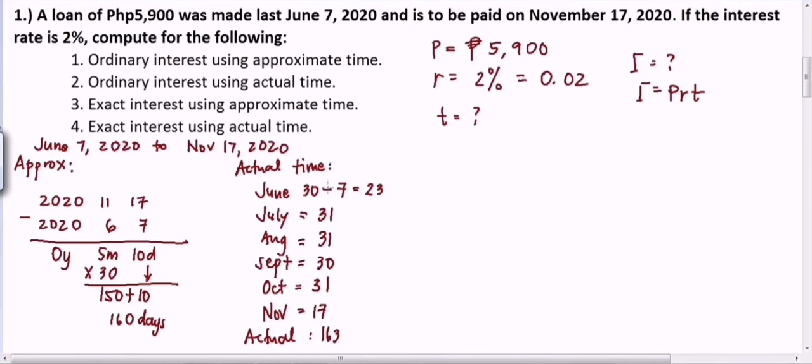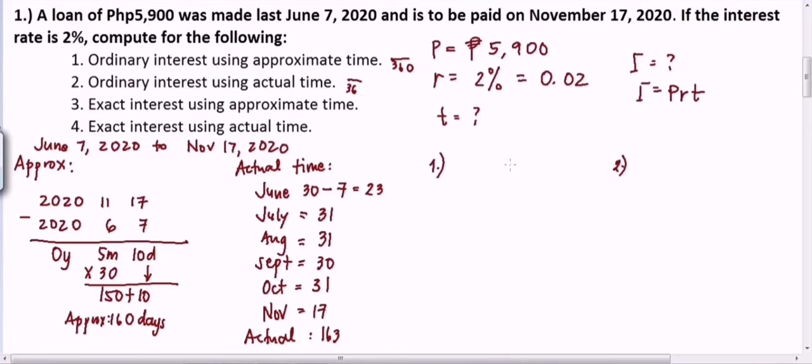Pagka na-compute nyo na yung approximate at saka yung actual time, pwede nyo nang computein lahat ng to. Okay? So sa number 1 and then number 2, guys, ang kino-compute ordinary interest. Kaya, ang magiging denominator nyo dyan ay over 360. Kapag exact interest ang kino-compute, ang magiging denominator nyo ay 365. So, itong parehas na exact na to, parehas yan na 365.